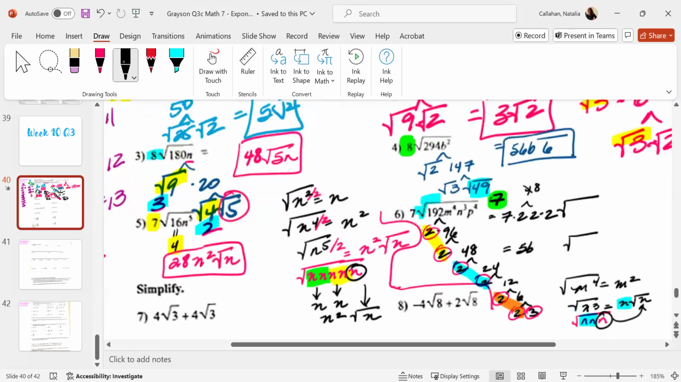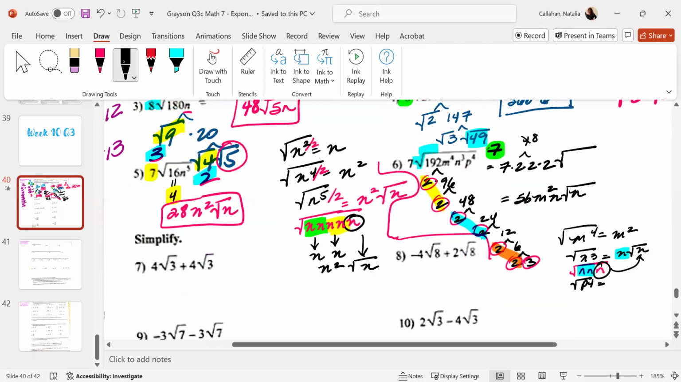Didn't we do that with n to the fifth power? Any odd number or any odd power, you're going to have a letter back inside the square root. Do you understand that? So far, we have n squared out, 1 n, and then an n on the inside, correct? P to the fourth. What is that going to equal? P squared. There you go.